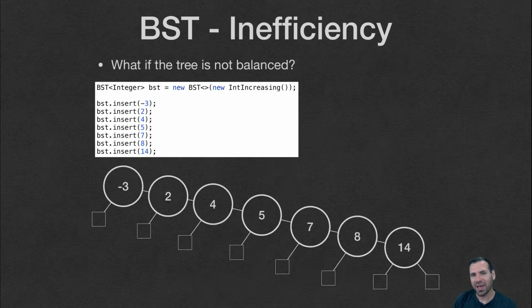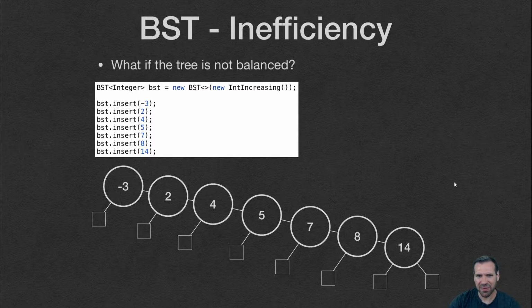But all of that is if the tree is balanced. But what if the tree is not balanced? I was very careful to avoid any of this in lecture. But what if I gave the less than comparator and inserted the values in sorted order? I'm going to insert -3. The tree is empty, so it has to be the root. I'm going to insert 2. Is 2 less than -3? False, so we go to the right. Insert 4. Is 4 less than -3? False. 4 less than 2? False. Go to the right. And so on with all of these values till we get to 14. 14 less than -3, less than 2, and so on: false, false, false, false, false. And it goes all the way to the right.